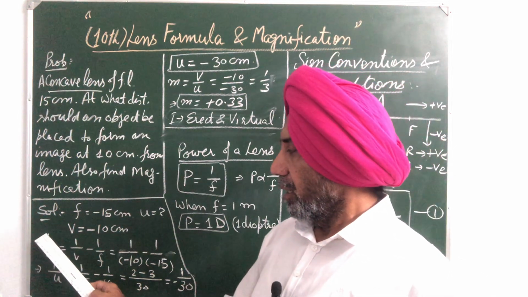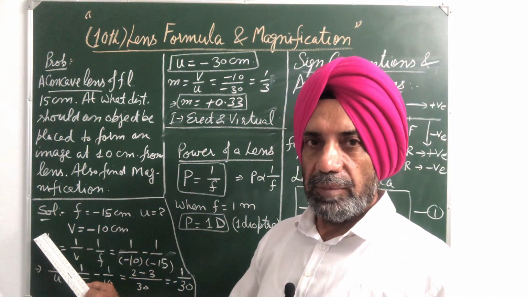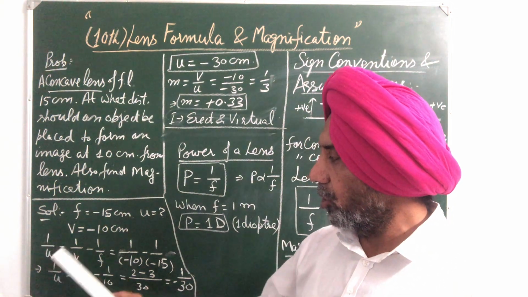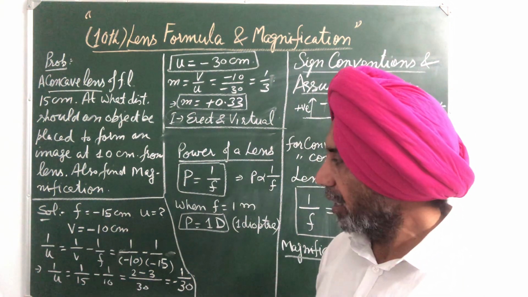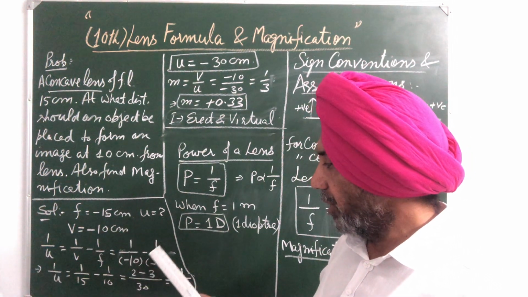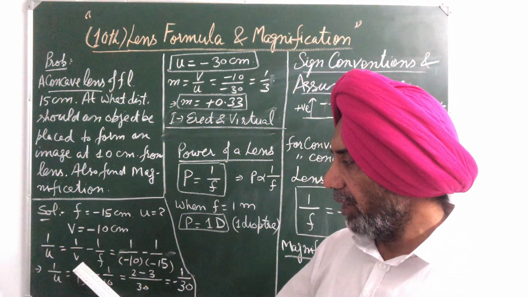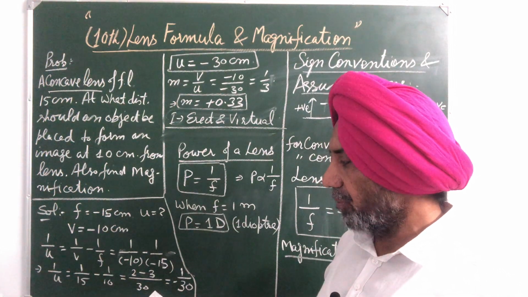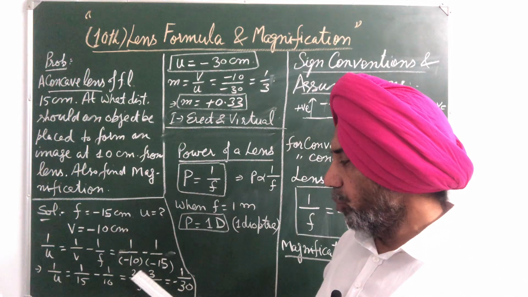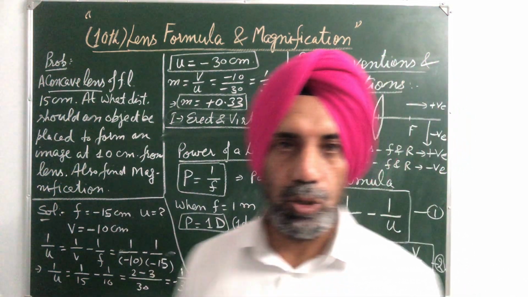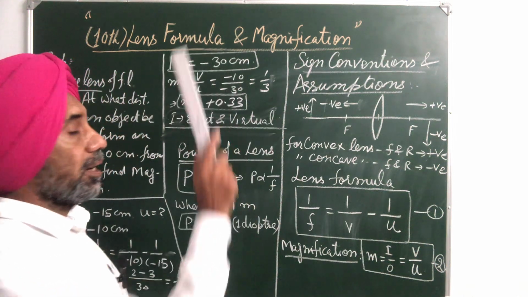So using the lens formula, 1/f = 1/v - 1/u, we have 1/u = 1/v - 1/f, or 1/(-10) - 1/(-15). Simplifying it, 1/u = 1/15 - 1/10, or if you simplify it further, it is equal to (2 - 3)/30. It comes out to -1/30, or u comes out to be -30 centimeter.